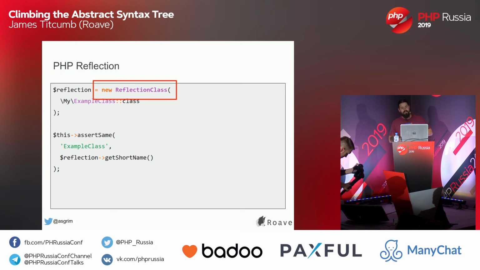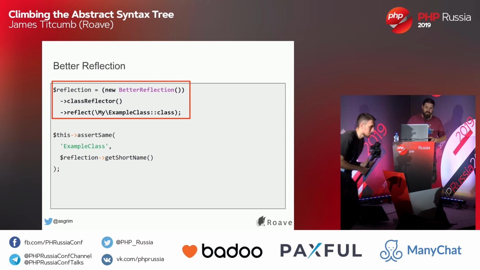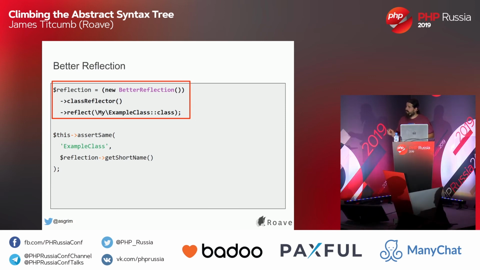In the core reflection API, you'd say reflection is a new reflection class, give it the name of the class, and so on. And then most of the API matches, but the creation of the reflection is slightly different. So using Better Reflection, we have this class that you can call. It reflects, you call class reflector, and we use some sane defaults, right? So you can override how this actually works under the hood.